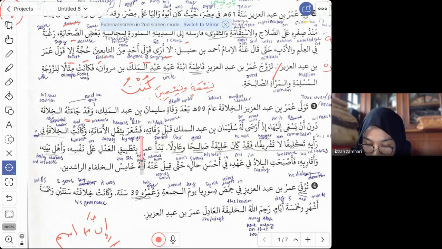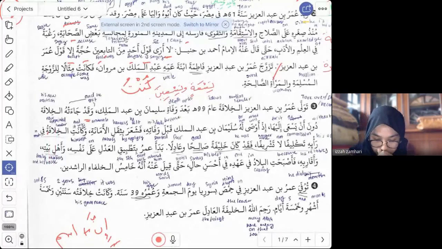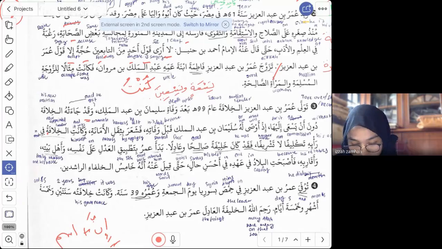Okay. Fasha'ara bithiqali ala amana wa kanati al-khilafatu fi ra'ihi taklifan la tashrifan.